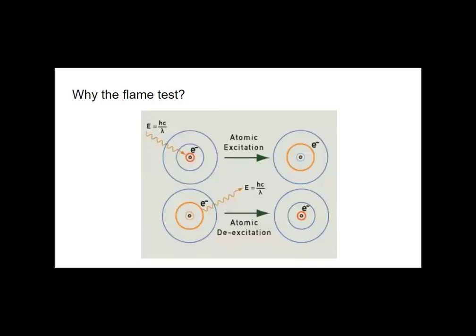Why does the flame test work? Well, if you excite an atom or an ion by very strong heating, electrons can be promoted from their normal unexcited state into higher orbitals. As they lose energy, they fall back down to lower levels, either in one go or in several steps, and that lost energy is released as a photon of a specific wavelength.